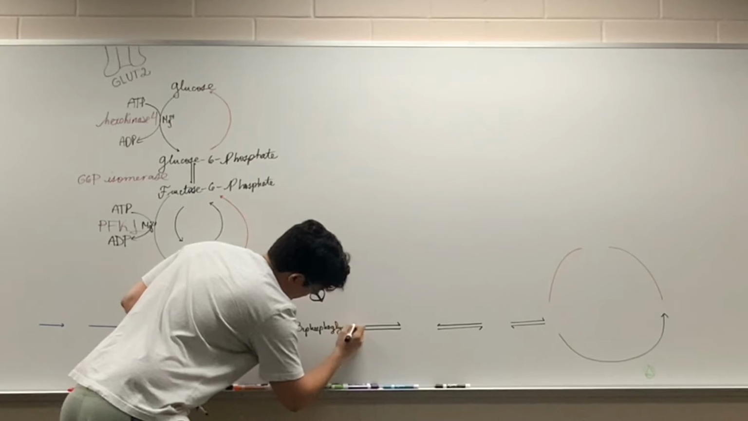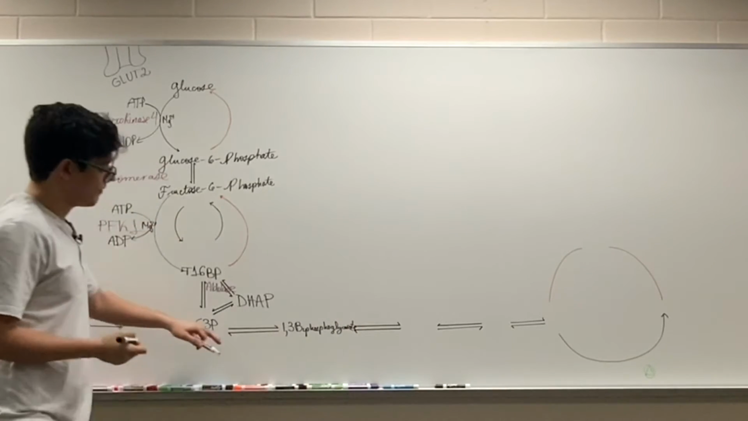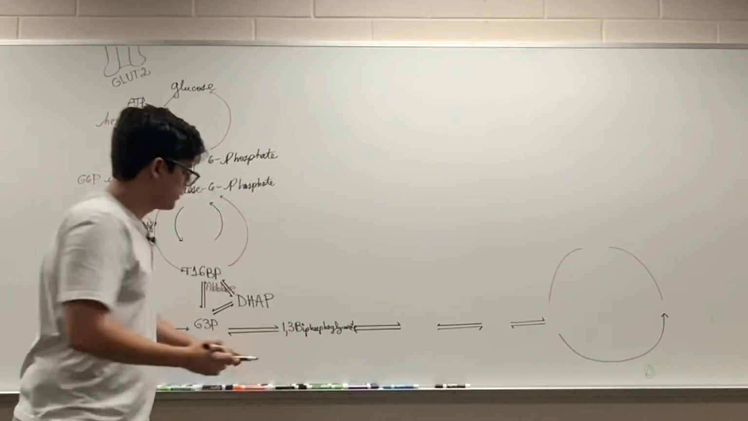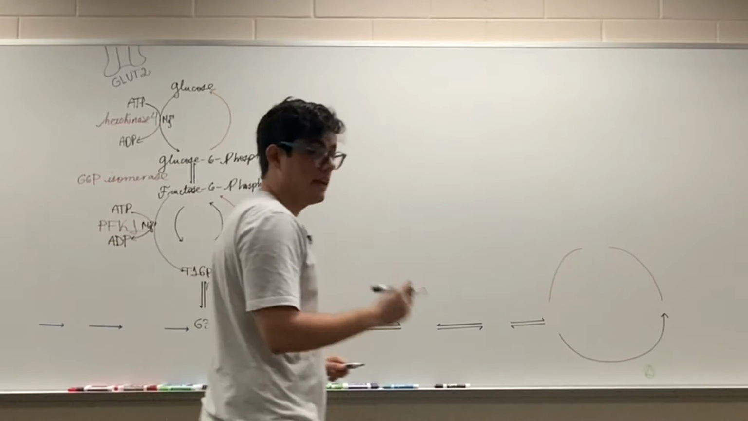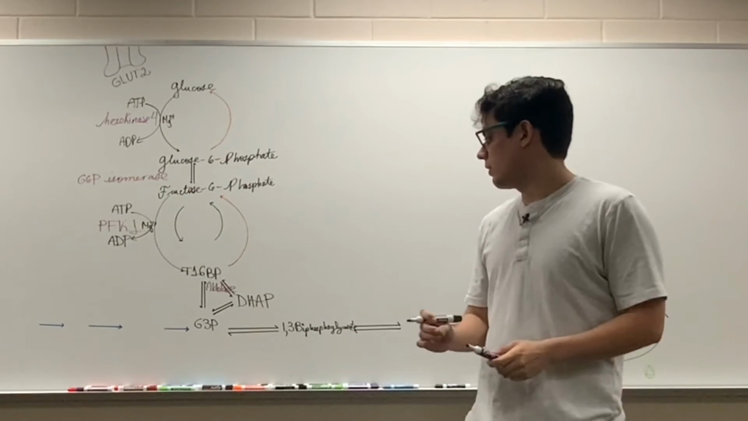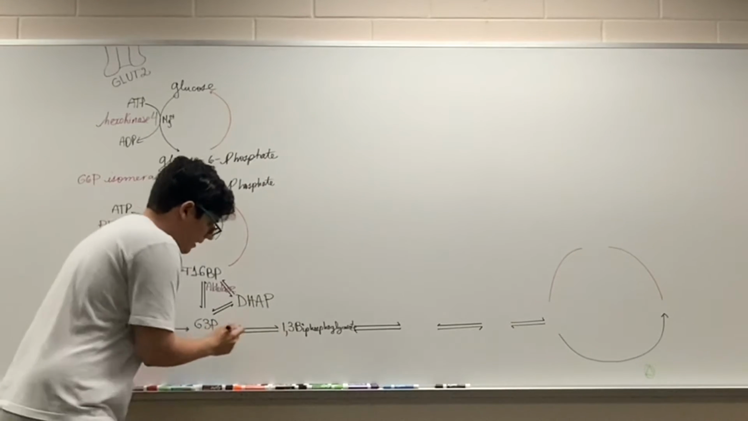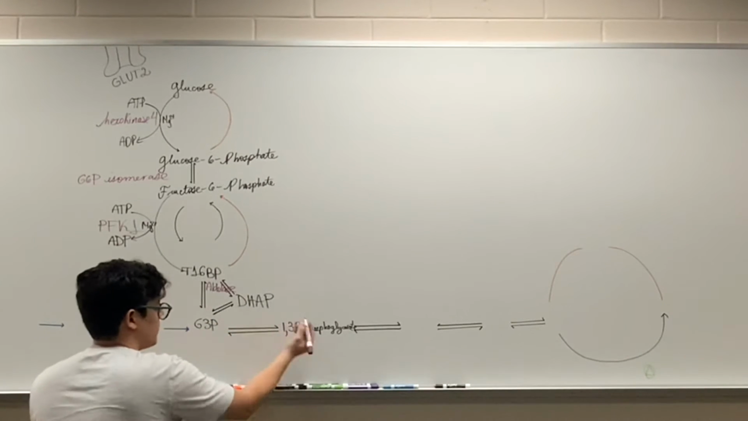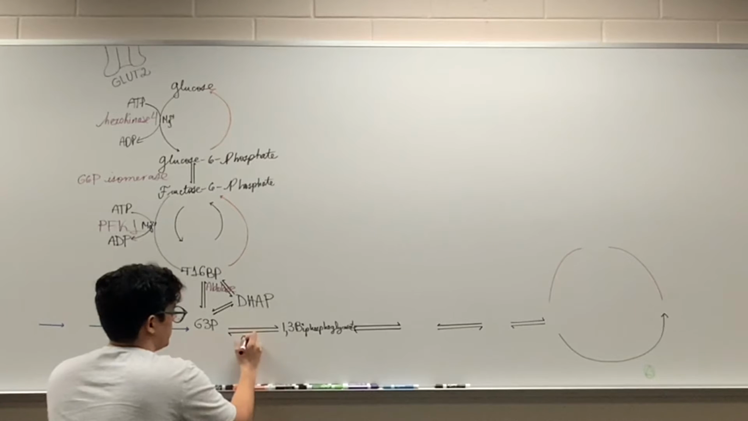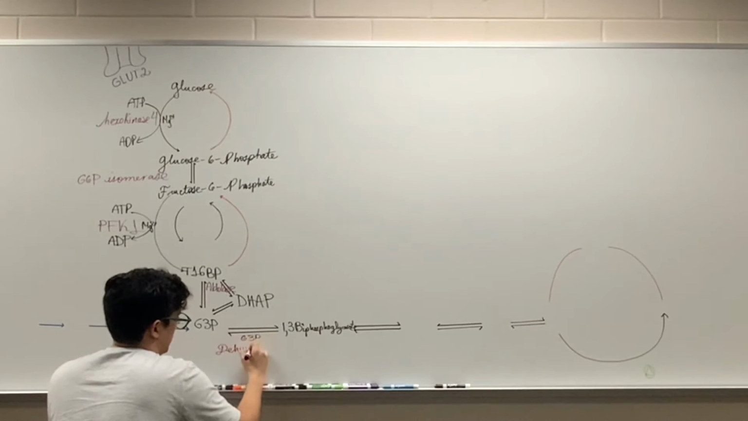1,3-biphosphoglycerate in what is called the first energy yielding step of glycolysis. But for that, I'm going to tell you in this one the name of the enzyme. The enzyme that does this step is called G3P dehydrogenase.